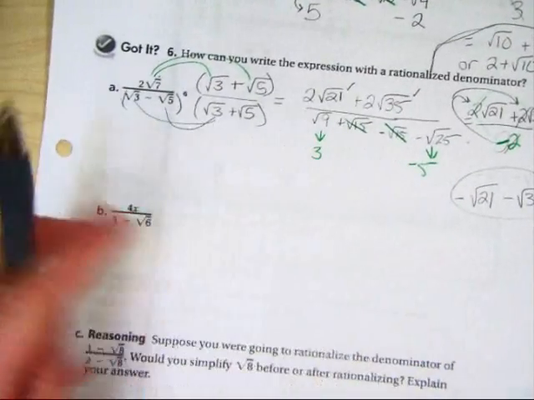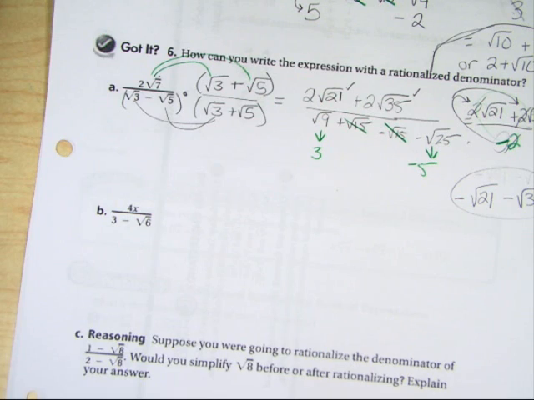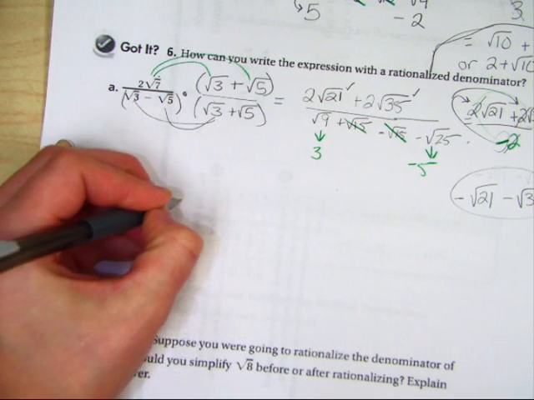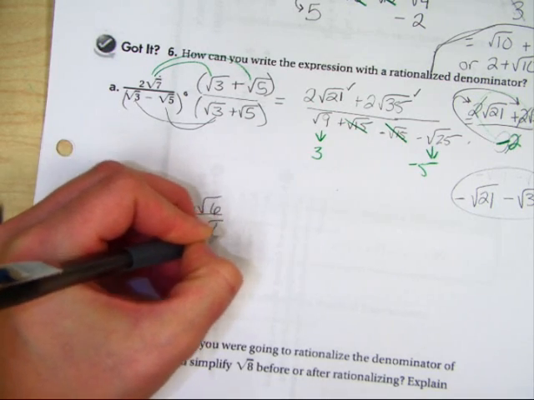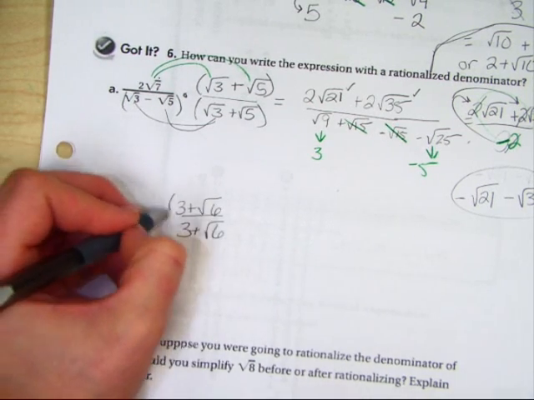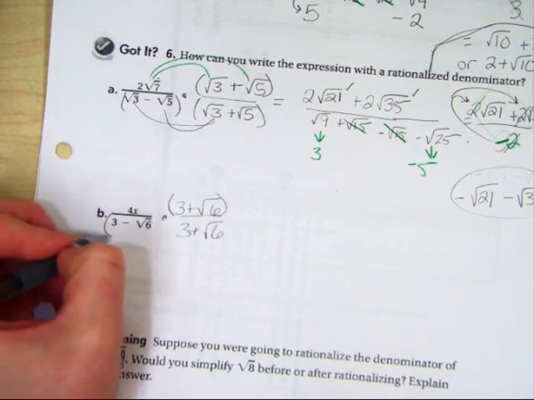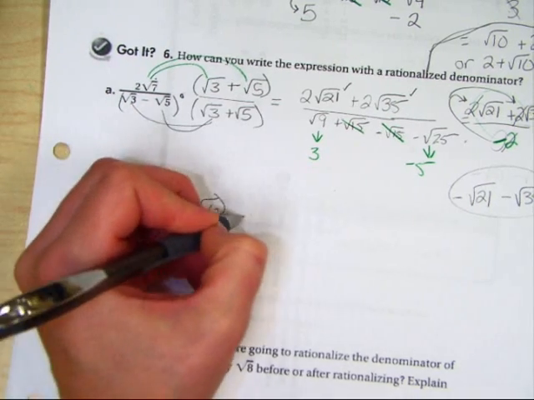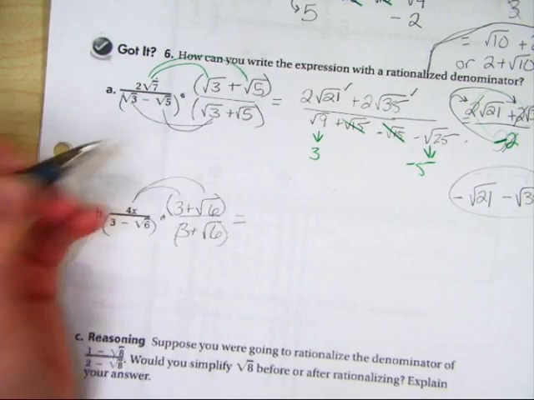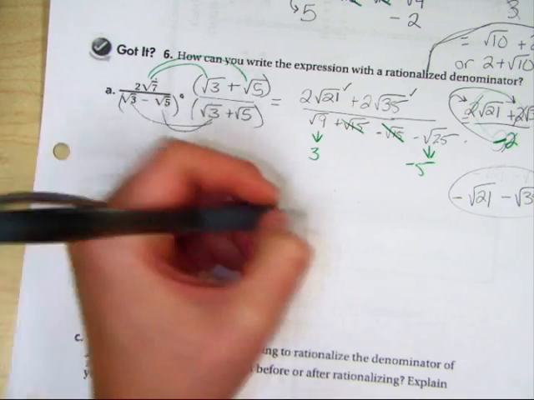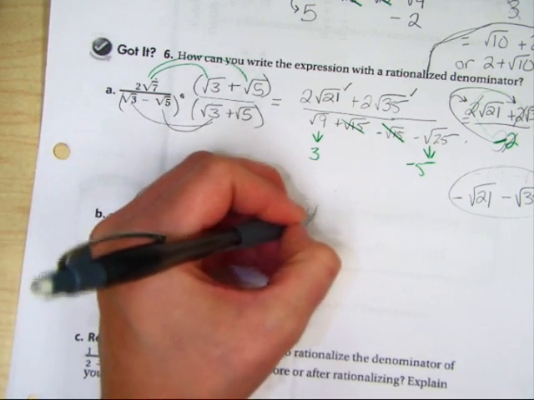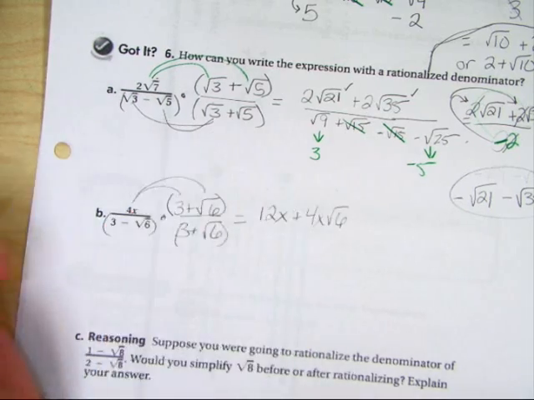Part B. Use your conjugate again. Multiply by 3 plus the square root of 6 over 3 plus the square root of 6. The top will need distributed. The bottom will multiply the binomials. 4x times 3 is 12x. 4x times the square root of 6 is plus 4x square roots of 6.